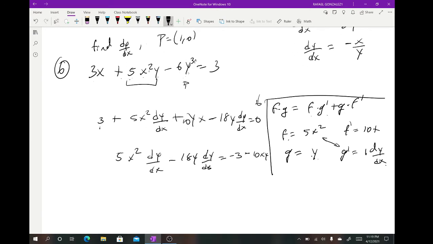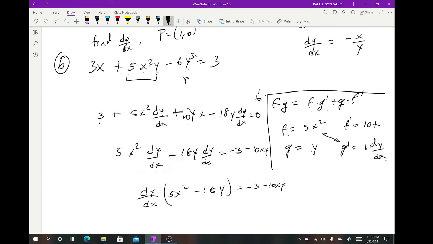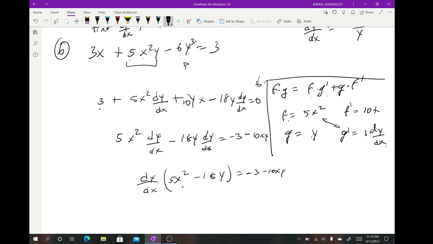Once you have done this, you factor the dy/dx on the left side, because it's going to be on every term. So you're going to have dy/dx times 5x squared minus 18y, and that's going to be equal to negative 3 minus 10xy. Now, when we divide both sides by 5x squared minus 18y, we're going to get dy/dx is equal to negative 3 minus 10xy divided by 5x squared minus 18y.